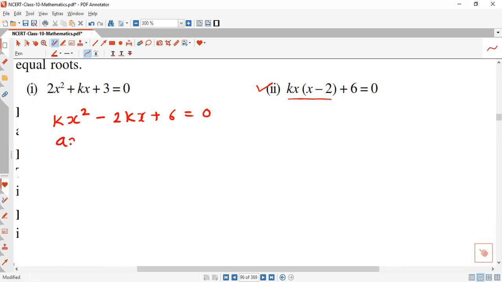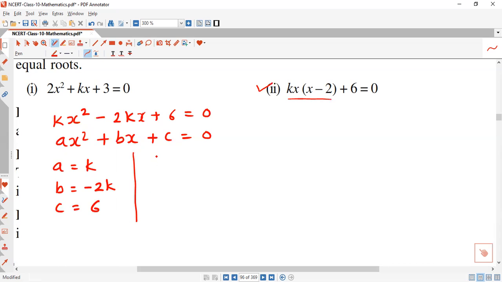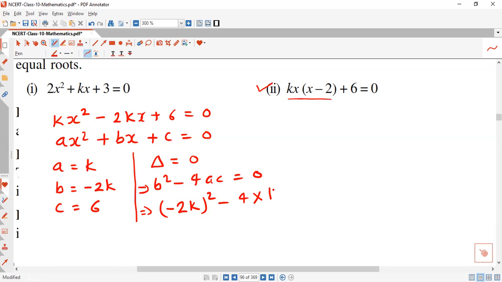Compare with the standard equation, ax square plus bx plus c equal to 0. a comes out k, b comes out minus 2k, and c is 6. Now, the discriminant delta must be equal to 0. It means b square minus 4ac must be equal to 0. b square: put the value here, minus 2k whole square, minus 4 into a is k, and c is 6, equal to 0.